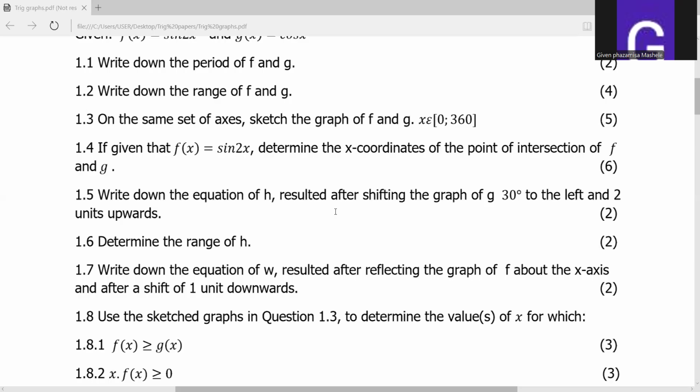Okay, I apologize. Let me share the... Stop sharing. Okay, I think I've selected the wrong paper. Okay, there it is. So now we've answered 1.4. Now we're going to move on to 1.3.